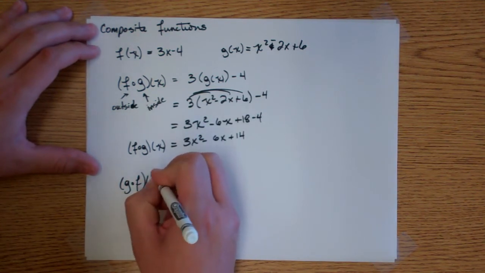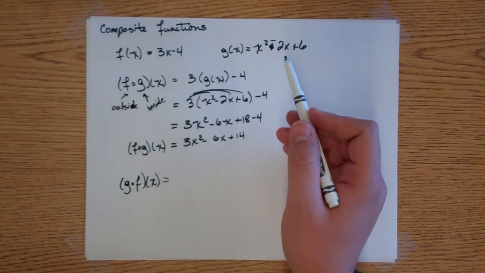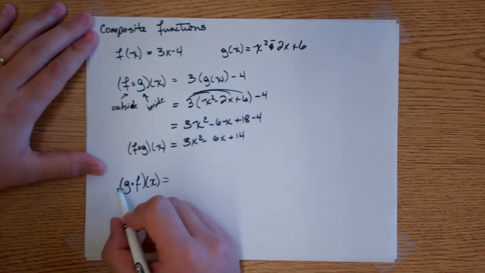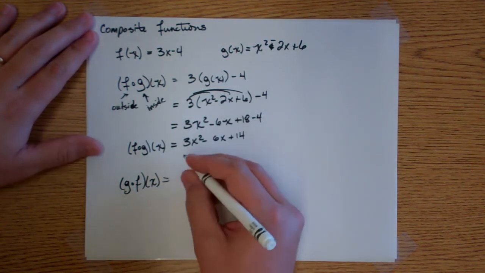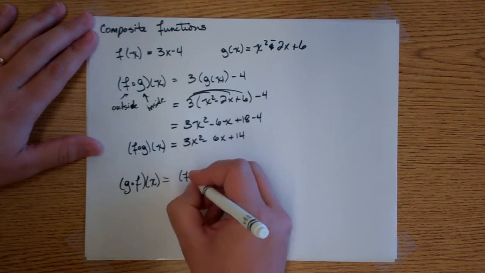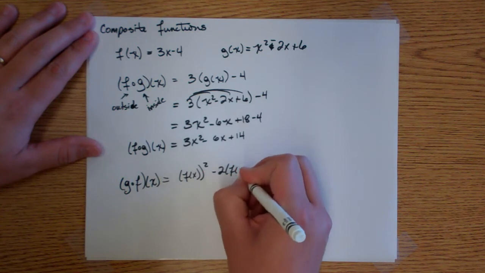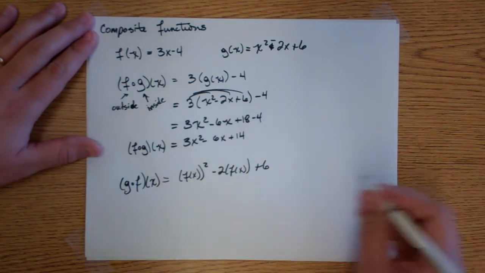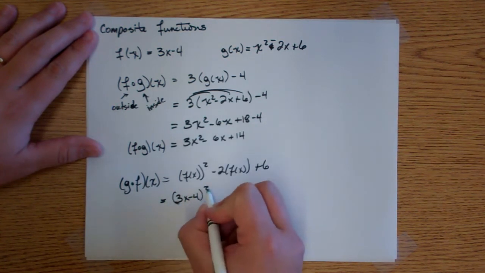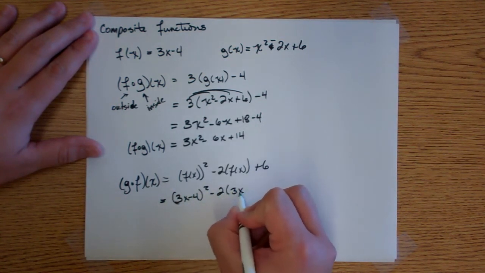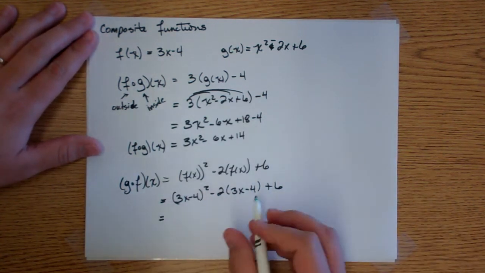All right. Now, what about if we wrote it this way? What would it look like? Well, now we're taking f and we're putting it inside of g. Okay? Because remember, this is the outside, this is the inside, so we're putting this inside of g. So this would be basically f of x squared minus 2 times f of x plus 6. So we would have 3x minus 4 quantity squared minus 2, 3x minus 4 plus 6. And we would just simplify this down.